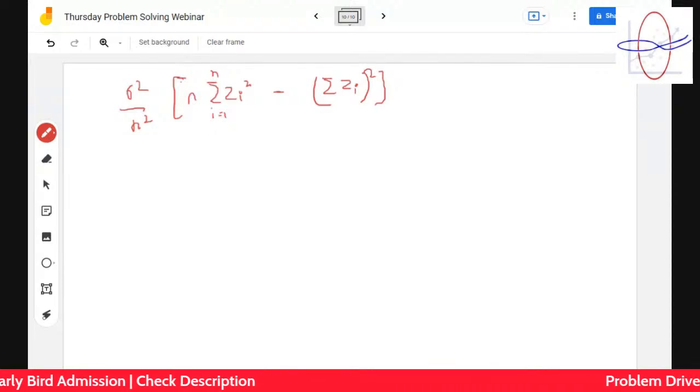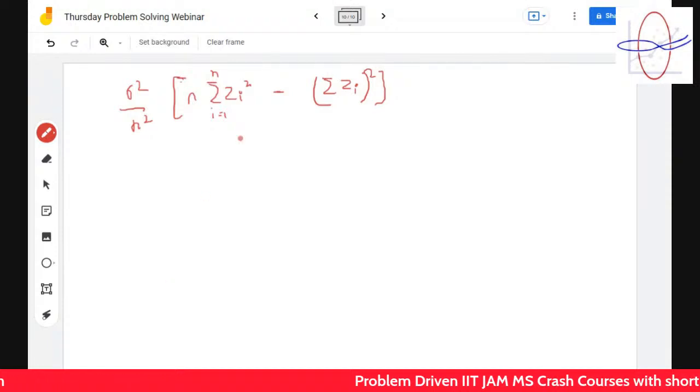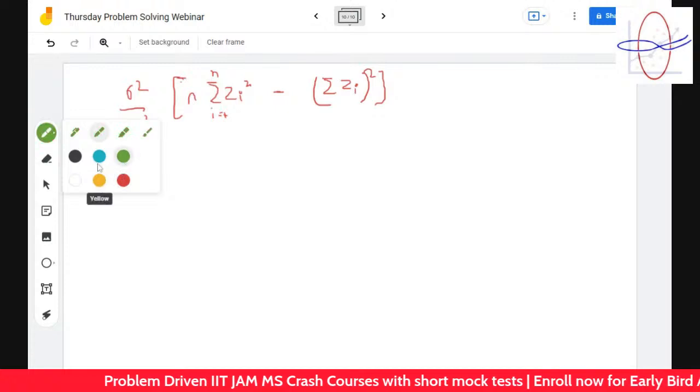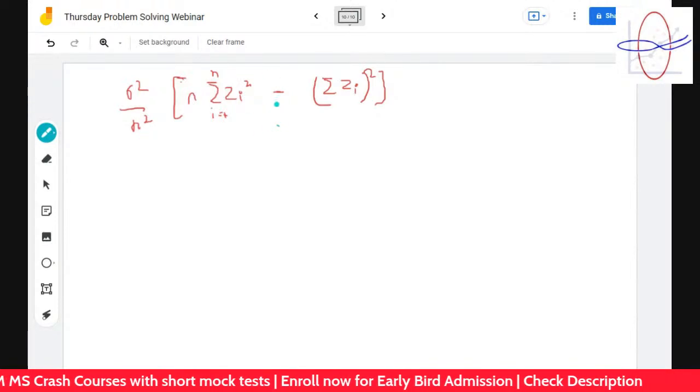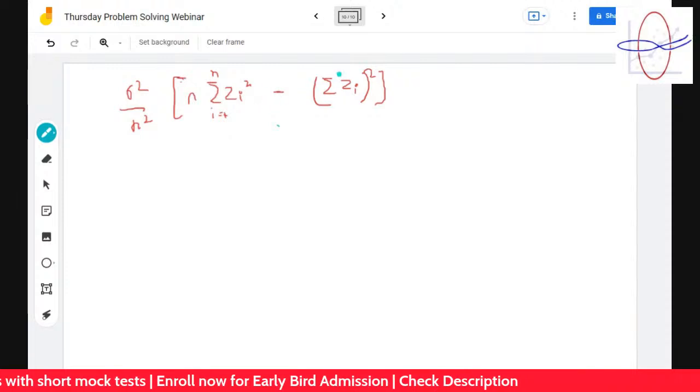Everything clear? Okay. So we have got this summation. And okay, so we have to find the variance of this now.